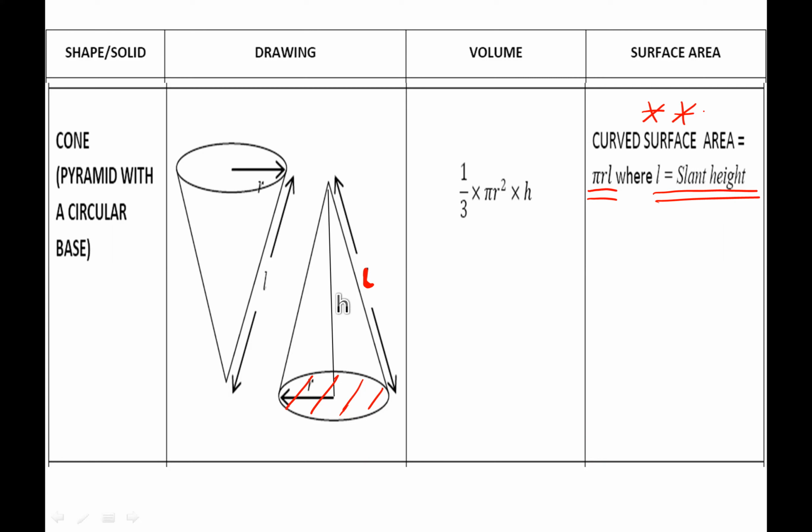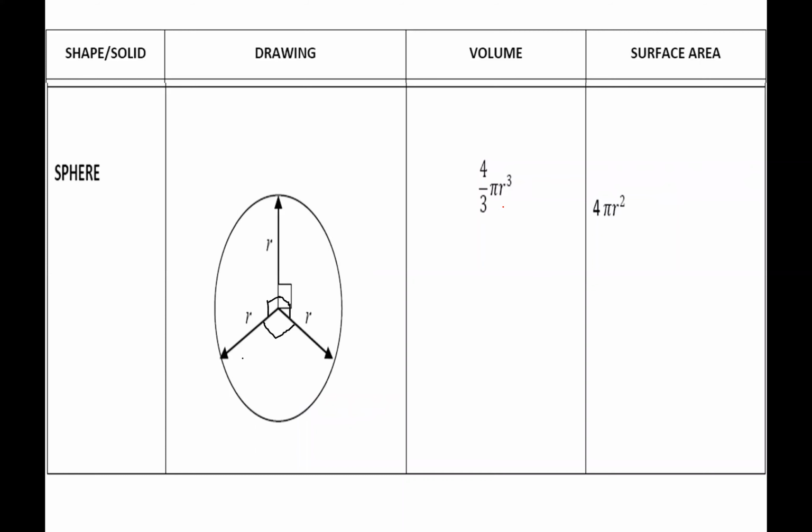The volume is still a third times the area of the base times the altitude, right? In this case, the base is a circle, so the area is going to be pi r squared, right? So remember that, which is this area here. So let's look at, of course, there's a sphere. Volume is 4/3 pi r cubed, and the surface area is 4 pi r squared. I've never really seen any questions come on that, but you could take note of that, right?